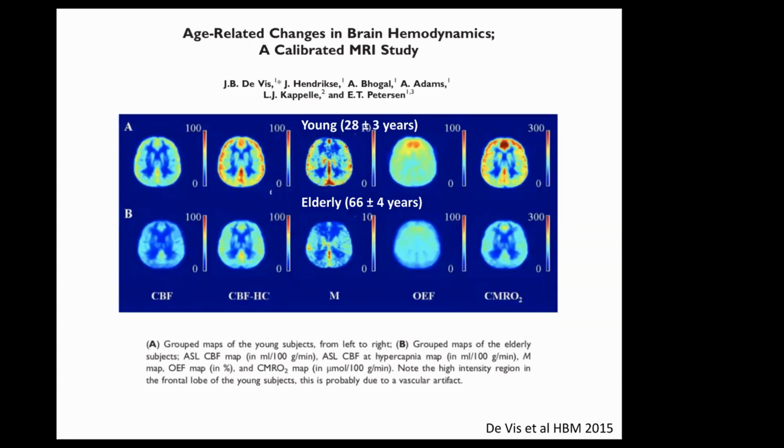Jill Davis published a nice study in 2015, I think, where she looked at a decent cohort of young and elderly participants using these calibrated methods in order to characterize differences in blood flow, oxygen extraction fraction, which appeared to be slightly reduced, and baseline oxygen consumption in healthy aging, as you can see here.